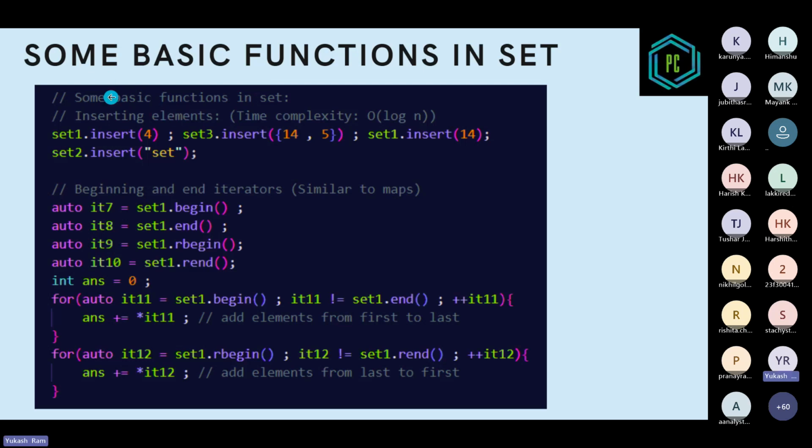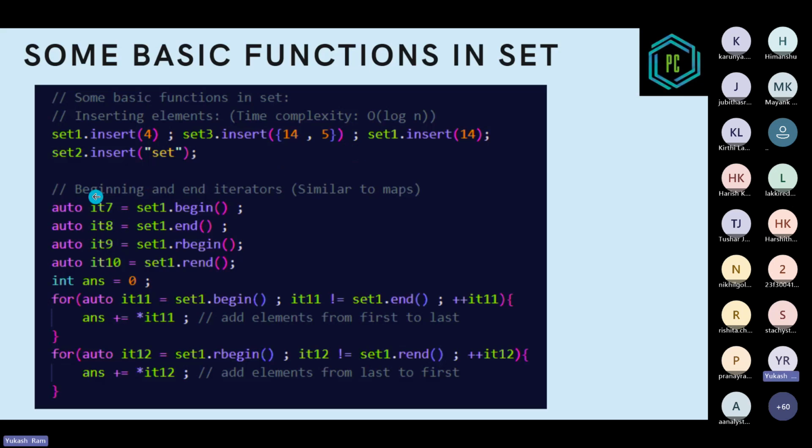So again, we see some basic functions in set. As I said earlier, all the functions are very similar and they have similar utilities. Dot insert inserts elements in it. You can insert elements based on their data type, so you can insert pairs if it's a set of pairs, and strings if it's a set of strings. Again, the time complexity is O of log n.